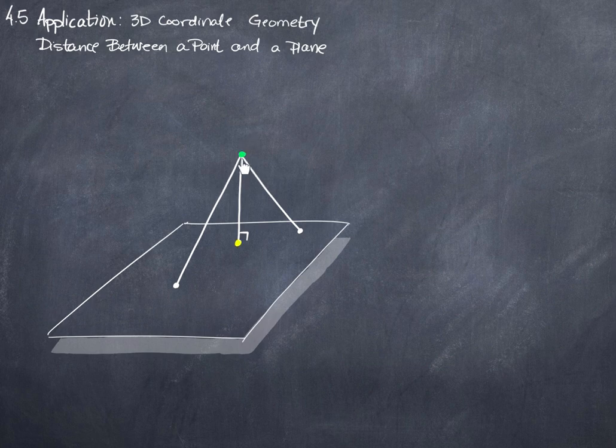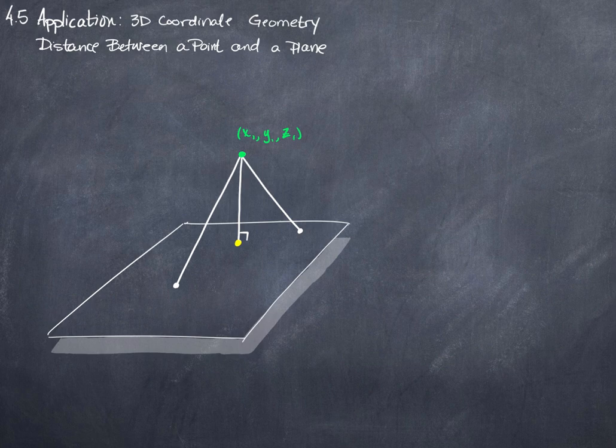I've changed the color of this point to green and the color of this point to yellow, just so that they stand out a little bit more. And we're going to call the green point x1, y1, z1. That point is fixed, if you will, in space. That's the point that we're interested in finding the shortest distance between this point and the plane. This other point, well, we kind of need to know what that point is.